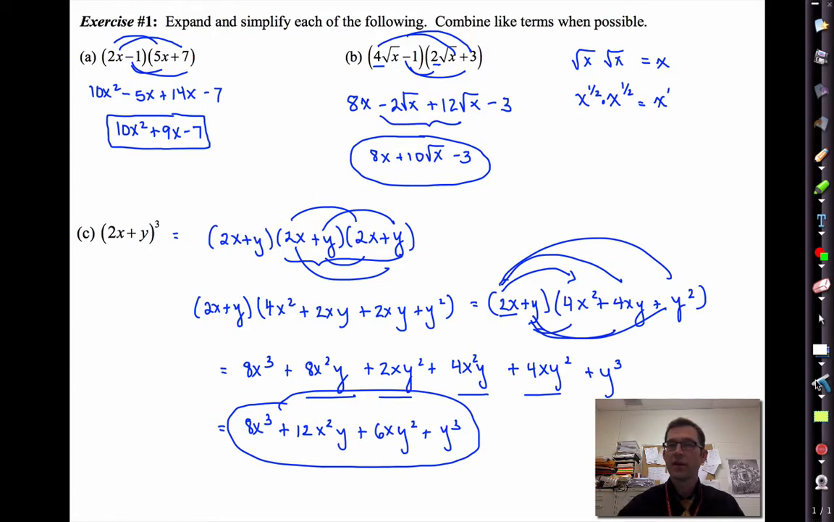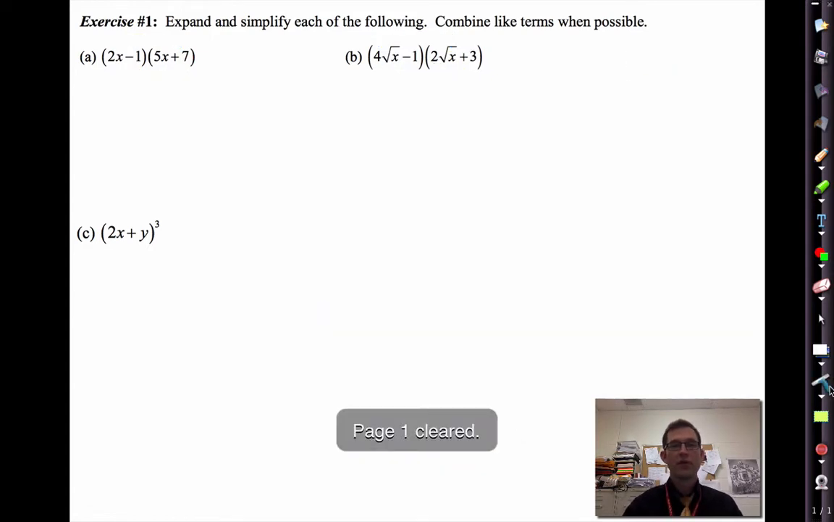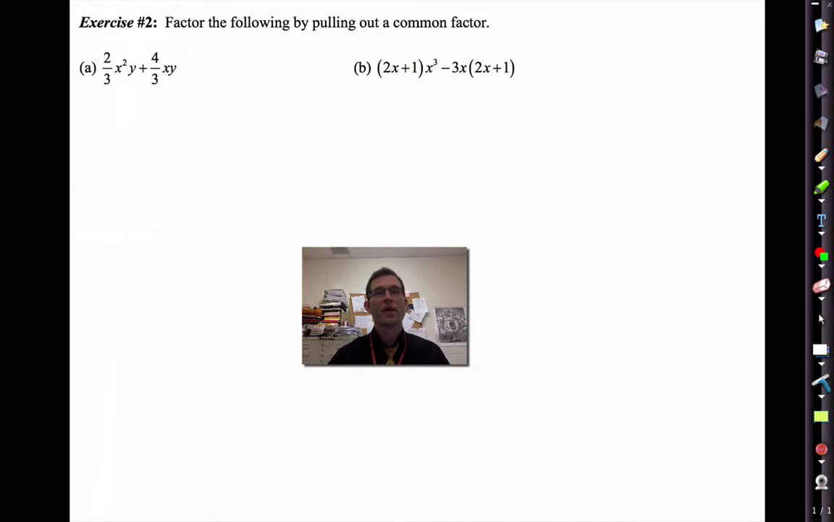Okay, here we go. Moving on to the next page. All right, now that's all we're going to spend on multiplying expressions. Now we're going to get into factoring. Now there's four primary things, or four primary methods of factoring.